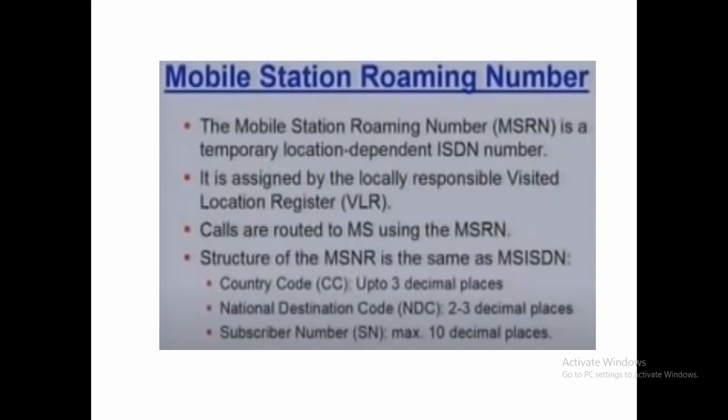Hello everyone. In the previous video we saw the GSM architecture, what GSM is, and what the MSRN number and IMSI number are. That was the previous lecture and its details. Now we are moving towards what comes after the MSRN number.